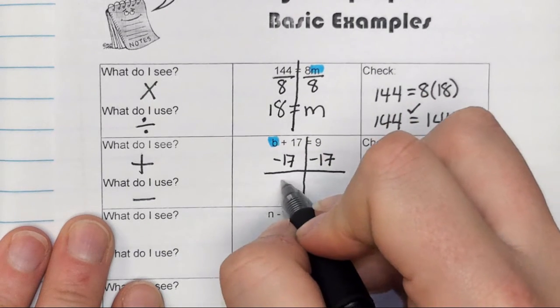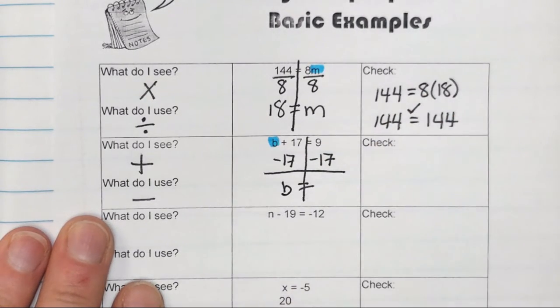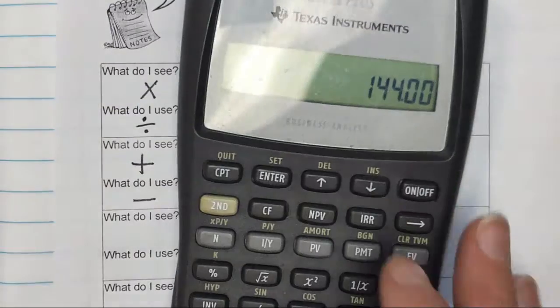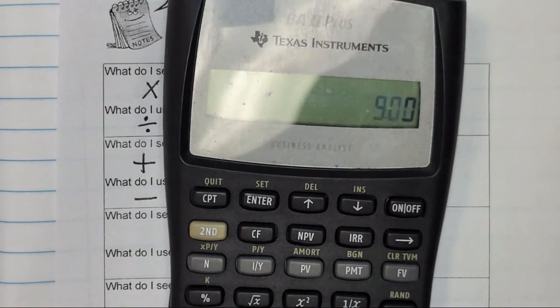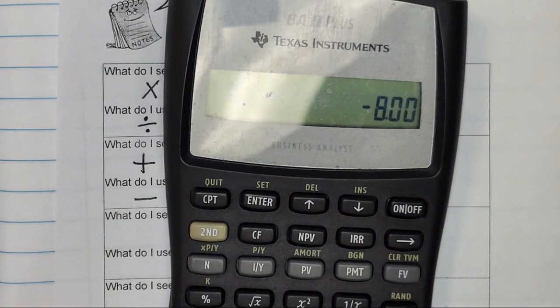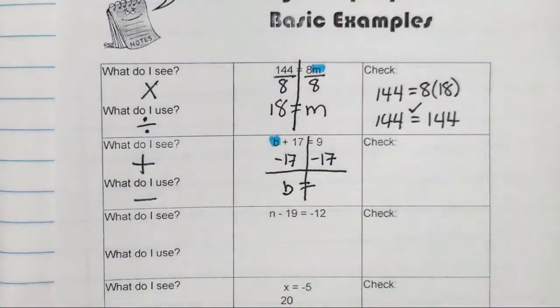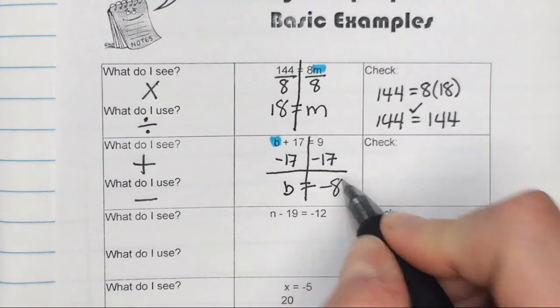So I subtract 17 from both sides. I'm left with b equals, and then I can use my calculator if I need to. 9 minus 17 is negative 8. So my answer is negative 8.